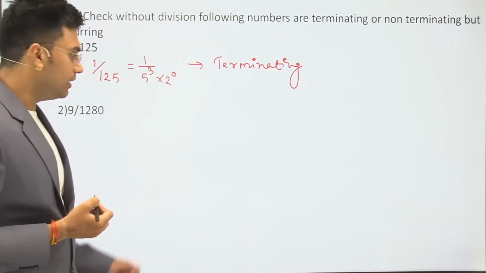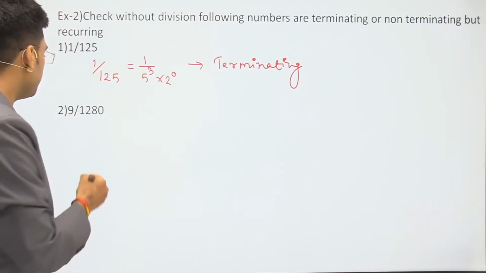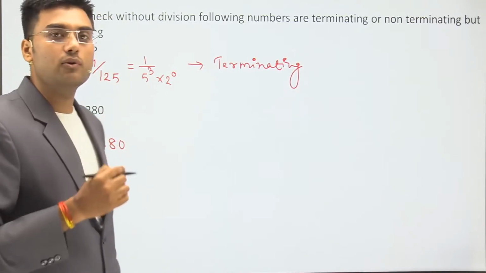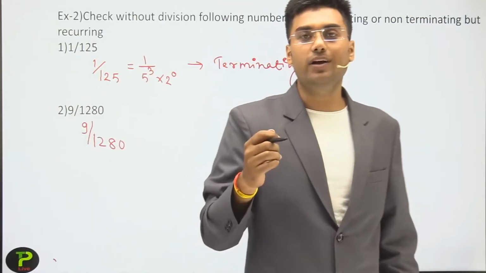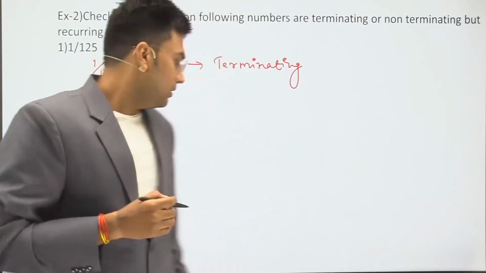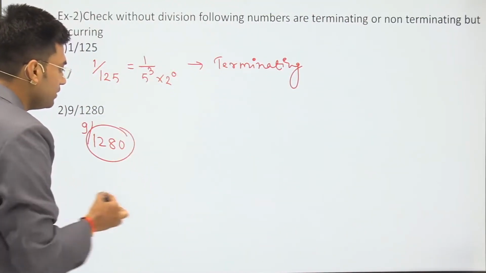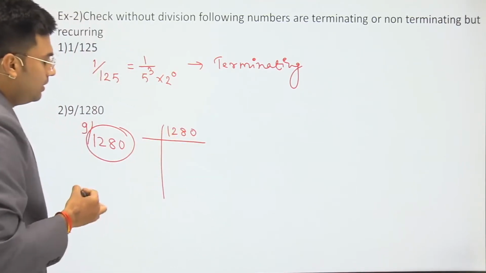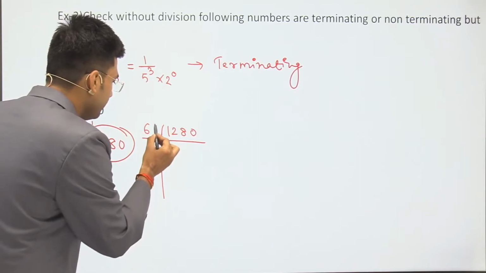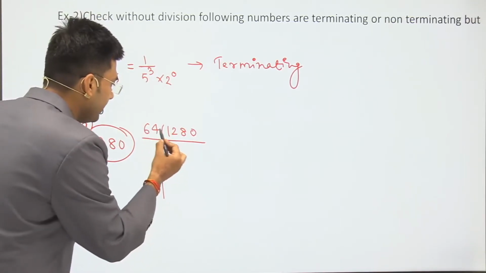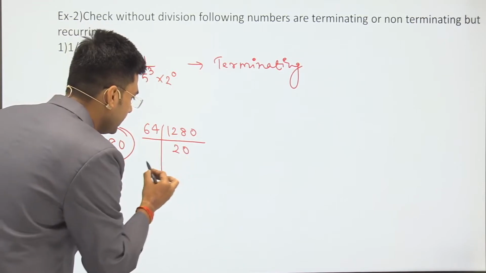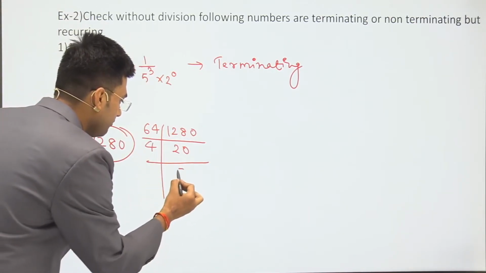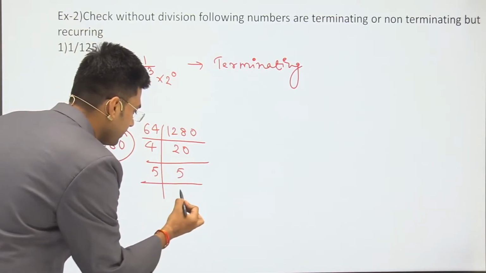Okay, now let's check for 9 upon 1280. First of all, we have to prime factorize 1280. What are the prime factors of 1280? Let's divide it by 64. When we divide it by 64, we will get 20. And let's divide 20 by 4, we will get 5, and divide 5 by 5, we will get 1.